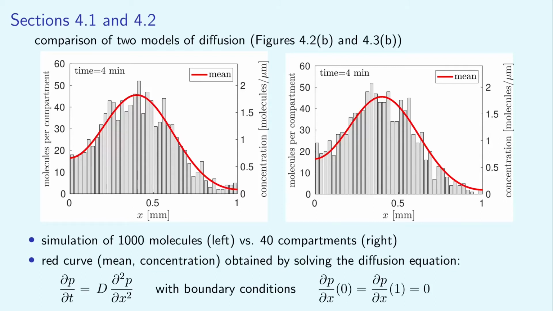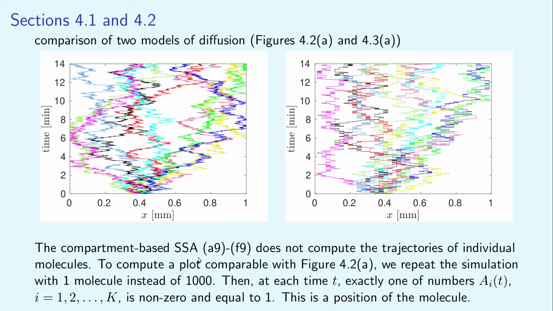chapter 6. The compartment-based stochastic simulation algorithm, the Gillespie algorithm, does not compute the trajectories of individual molecules. However, we can still compute a plot comparable with figure 4.2a. To do that, we repeat the simulation with one molecule instead of 1000 molecules. Then, at given time t, exactly one of numbers a_i is non-zero and equal to 1.